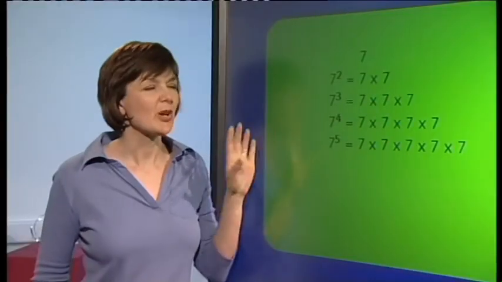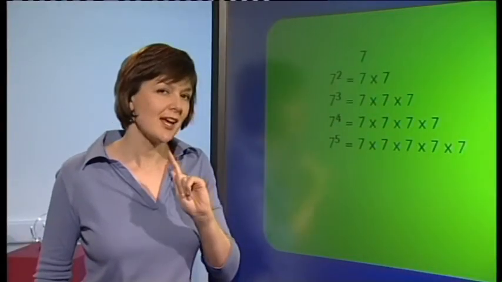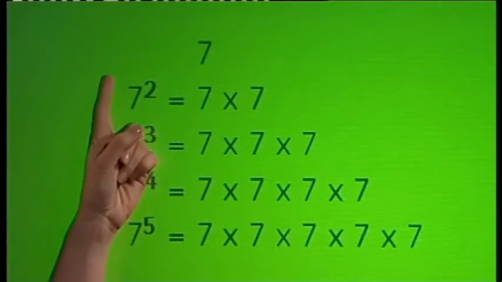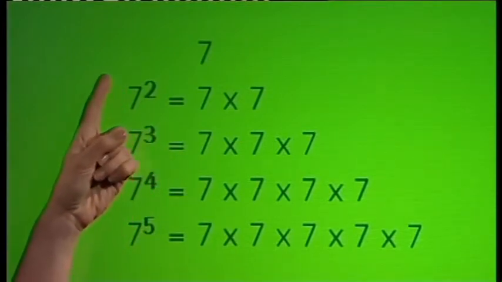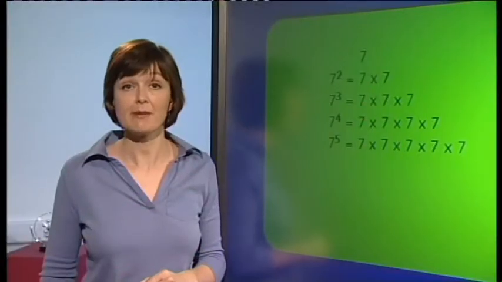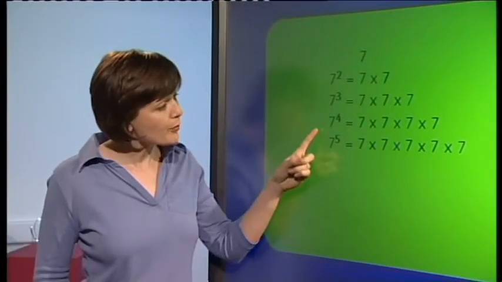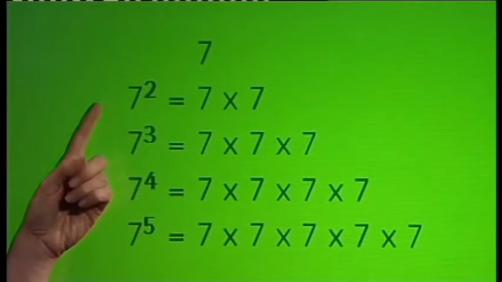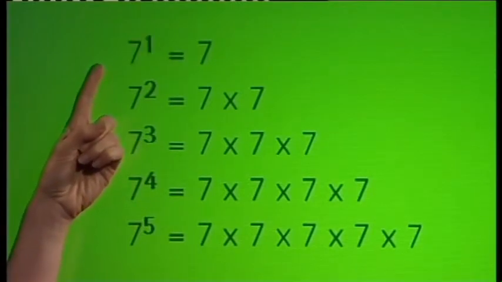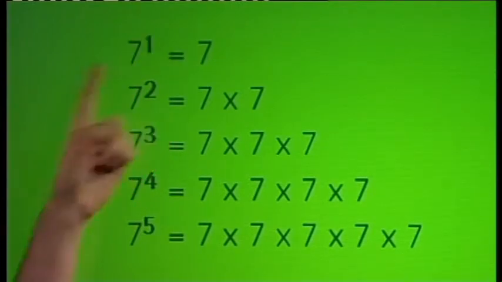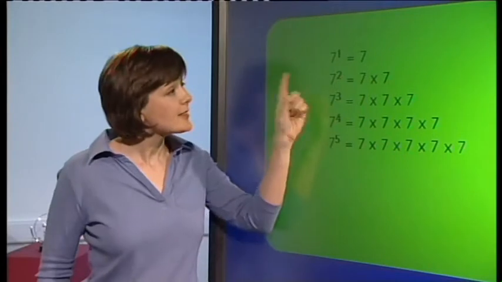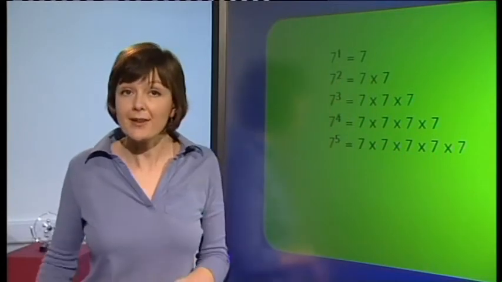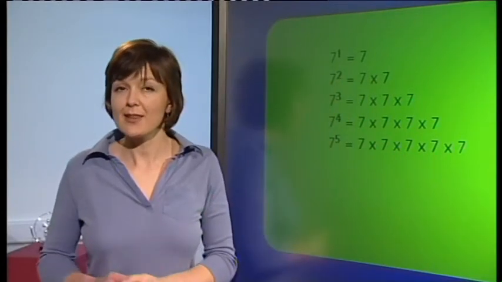Now this diagram is quite nice, but it suggests that we're missing something. What might we put in this space here? Well, to keep the pattern, it looks as if we ought to write 7 itself as 7 to the power 1. And we can do that. But can I convince you that 7 to the power 1 makes sense? Well, I think I can.